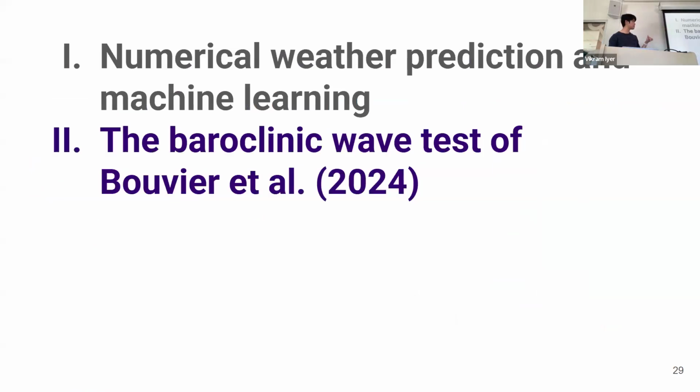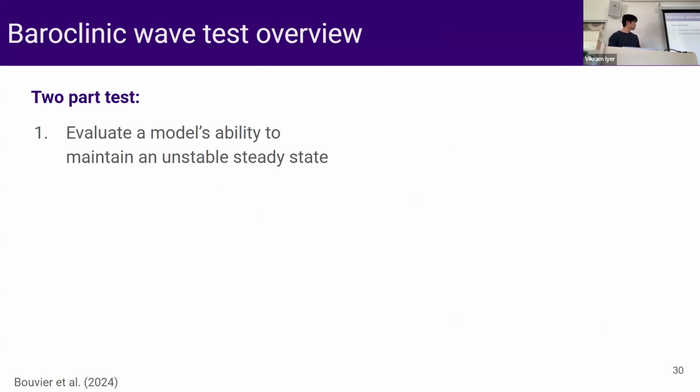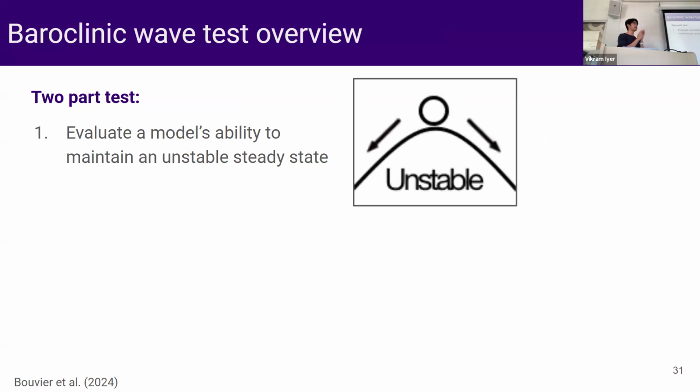Okay, so now I'd like to tell you about the test that we're running, which comes from Bouvier et al. So the baroclinic wave test comes in two parts. I'm going to give an overview of the test as a whole and then dive into the details of each part afterwards. So it's a two-part test, and the first part evaluates an atmospheric model's ability to maintain an unstable steady state. Essentially, what we're going to do is set up our atmosphere like a ball on a hill, where the ball is still if you don't touch it.